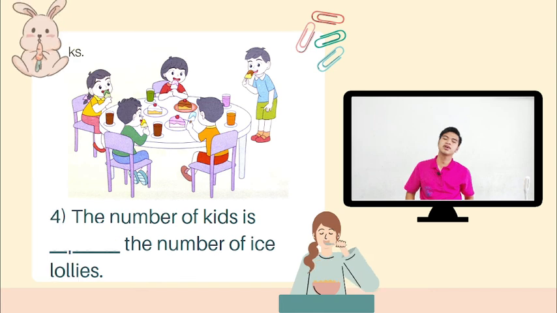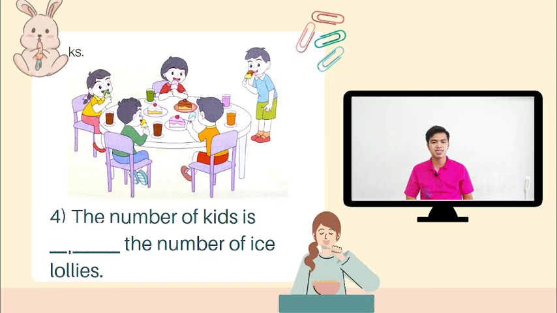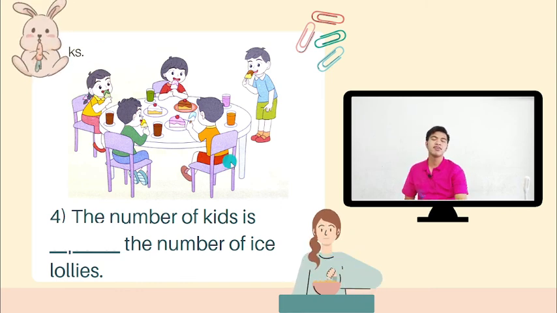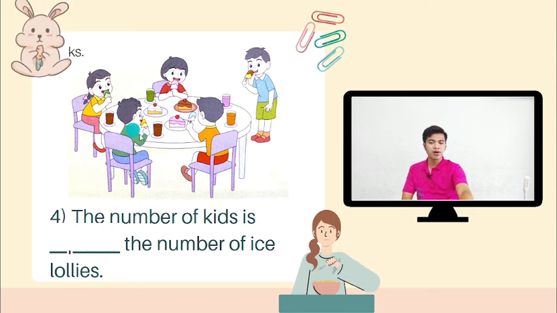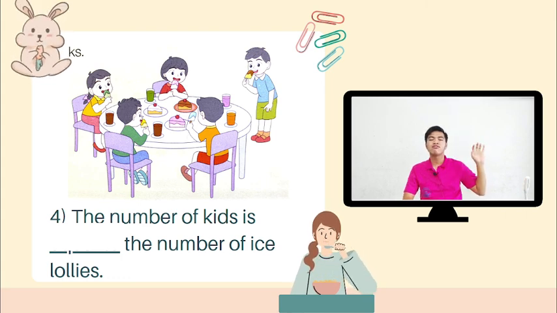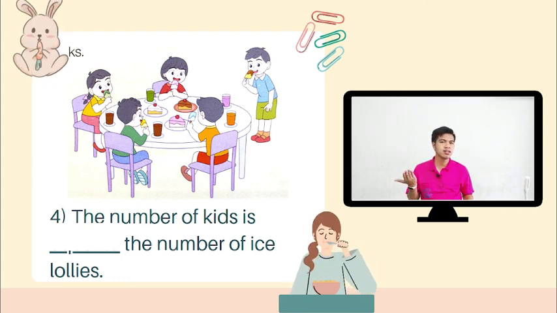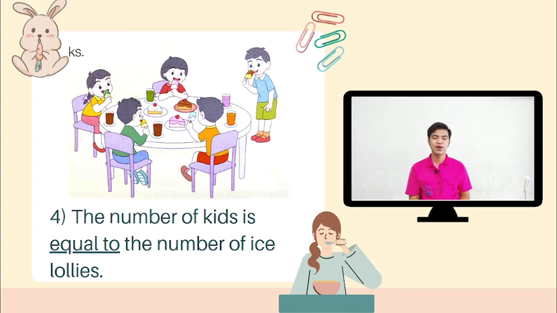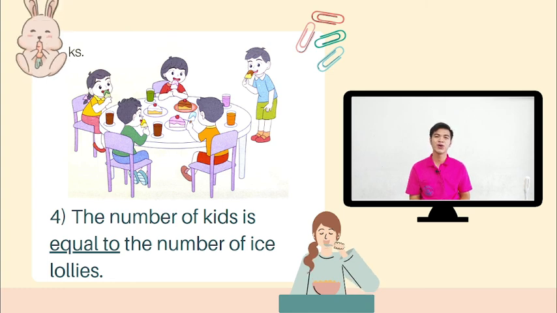Very good. And for the last question, the number of kids is blank the number of ice lollies. Let's count the kids. 1, 2, 3, 4, 5. There are 5 kids. And let's count the number of ice lollies. 1, 2, 3, 4, 5. Also 5. So the number of lollies is enough for the number of kids. Is it equal? Yes, it is. So the answer for number 4 is equal to. The number of kids is equal to the number of ice lollies.